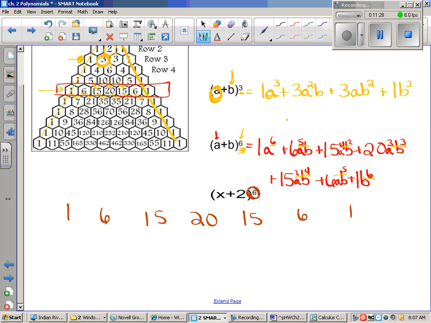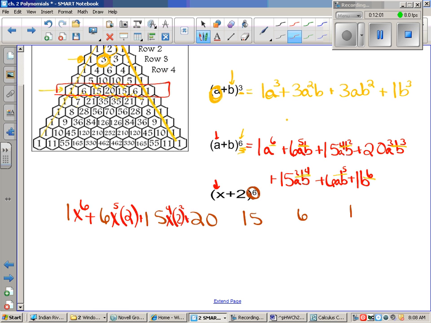The variable part that's next to it, that's the part that'll make it change and not just look exactly like the one above. So just the same approach. We're going to take that first term, x, and it's going to the highest power. So my first term is x to the 6th, plus. The second term, x is going to go down a power, and instead of b here, we're going to put the number 2. 2 to the 1st. The next term is going to be x to the 4th times 2 squared.